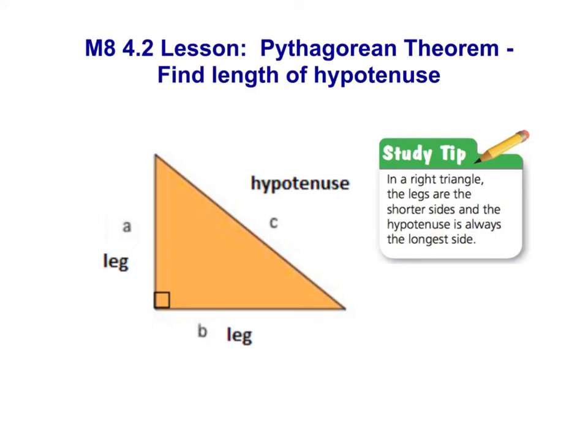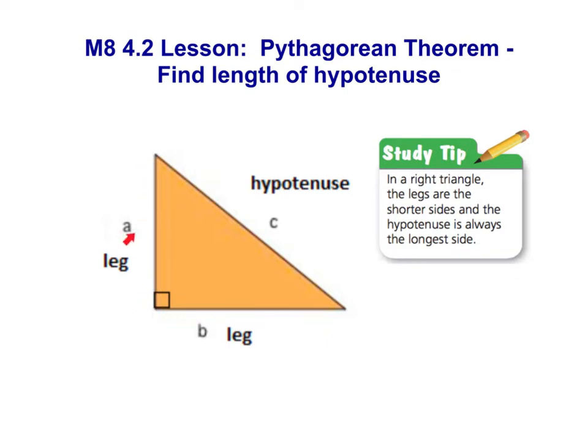Hello Math 8 students, and today for lesson 4.2 we're going to be using the Pythagorean Theorem to find the length of the hypotenuse. As a very quick review from your previous lessons, remember that Pythagorean Theorem deals with right triangles. A right triangle has a right angle that is formed by the two legs.